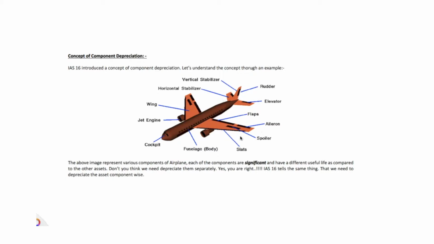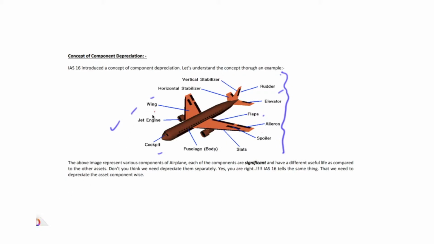This is the image of an aircraft. So there are a lot of components within the aircraft itself. For example, jet engine, wings, stabilizers, radar, flaps, cockpit. Everything is a component, and each is a significant portion of the total aircraft itself. And now I'm going to give you a twist.